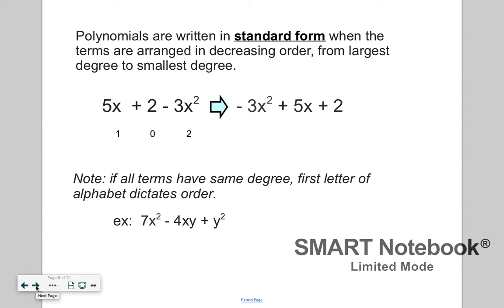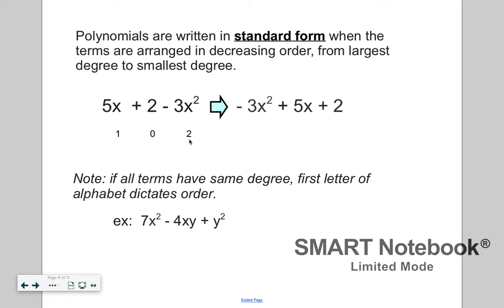Okay, polynomials like to be written in standard form. And standard form means that you have the terms arranged in decreasing order from largest degree to smallest degree, okay? So here we have an example, 5x plus 2 minus 3x squared. That is currently not in standard form because, can you see, underneath each of those 3 terms, I've noted the degree, right? 5x has a degree of 1. That plus 2 has a degree of 0 because there's no variable at all. And this last term here, this negative 3x squared, has a degree of 2.